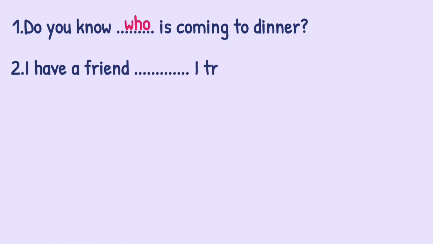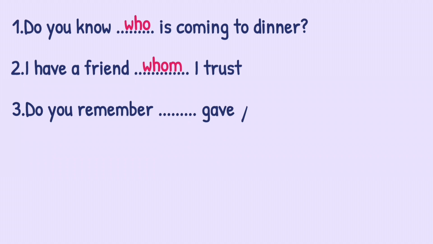2. I have a friend I trust, which means I trust my friend or I trust her, so the correct answer is whom. 3. Do you remember who gave you that book? We're asking about the subject. For example, she gave me that book, so we need to say who.